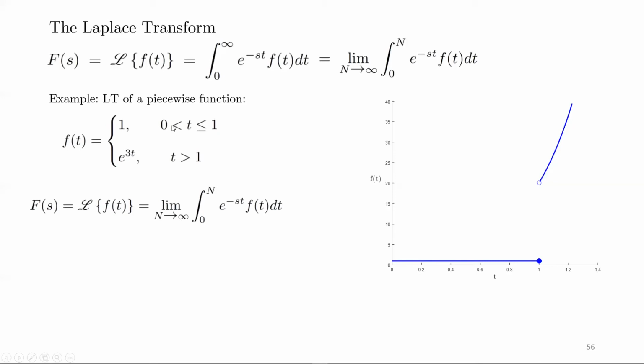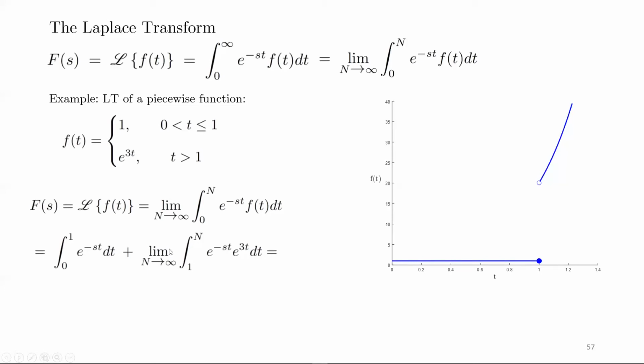I can split it into a part where t is between 0 and 1. Remember, t is my integration variable here, I'm integrating dt. And then the second part, for t greater than 1, so t from 1 to n. If I do that, it looks like so. My integral between 0 and 1 of e to the minus st times f of t, where f of t is equal to 1 there, so I'm multiplying e to the minus st by 1 in this interval 0 to 1. This integral is very standard, easy to calculate.